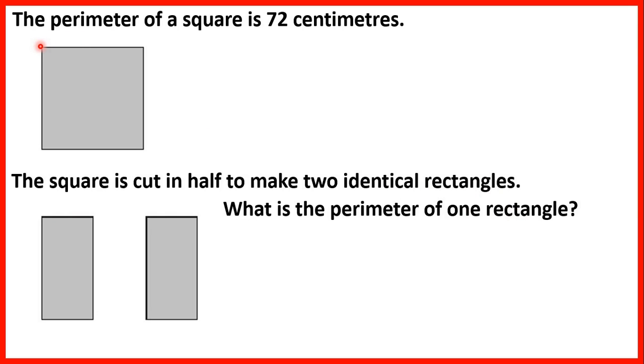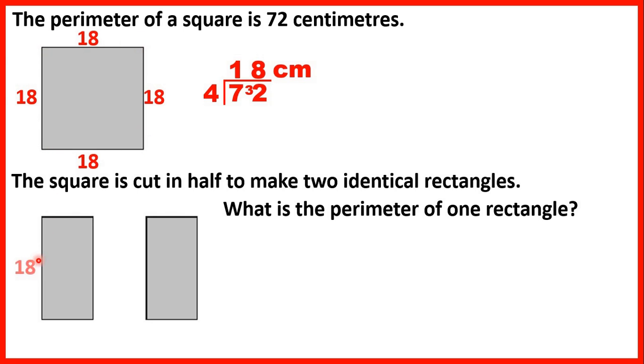So we need to remember that the perimeter is the total distance around the outside of a shape. And we have a square, so we know that all four of our sides will be the same length. So to find the length of each side, we can divide the perimeter by 4. 72 divided by 4 is 18. So the square has side lengths of 18 centimetres.